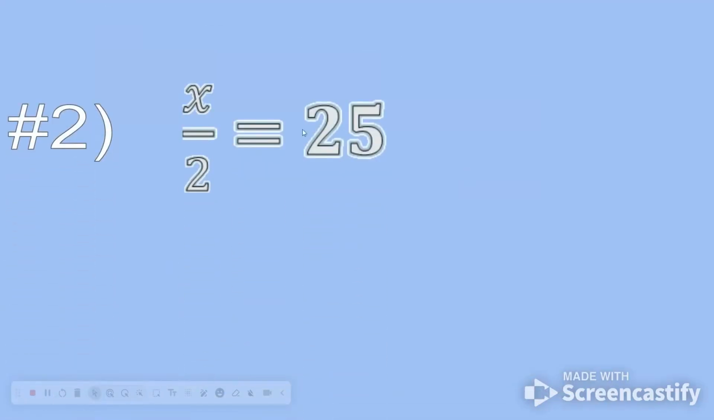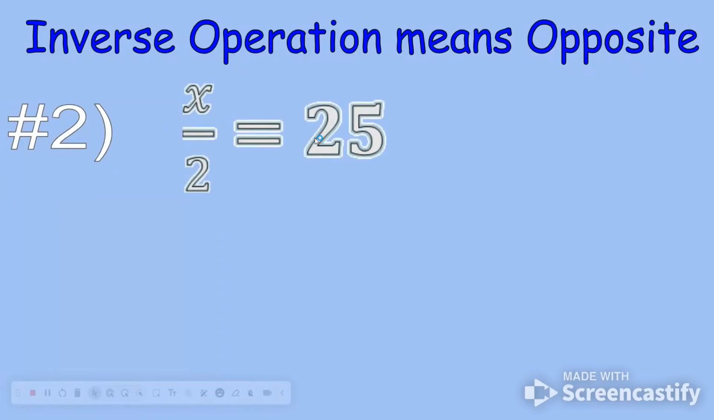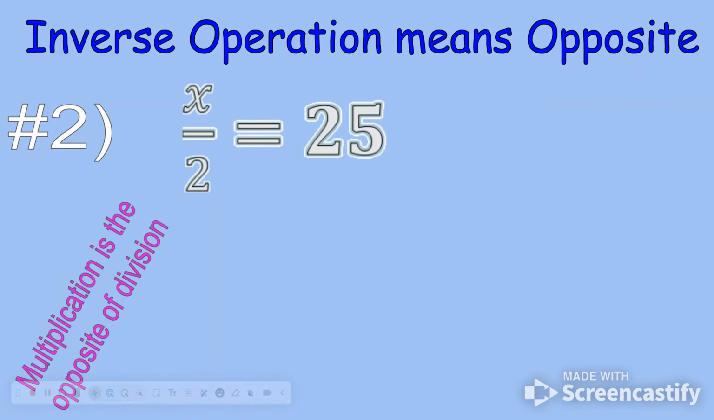Okay, so let's look at a division example this time. So this is telling us that some number divided by 2 is 25. So we want to do the inverse or opposite operation. Okay, so the opposite of division is multiplication. So if some number divided by 2 is 25, we're going to solve it by multiplying. And since they're dividing by 2, we're going to multiply by 2.